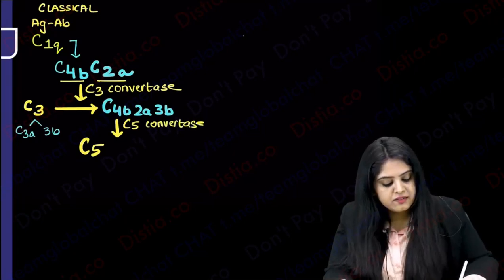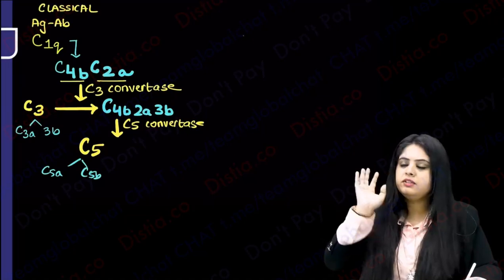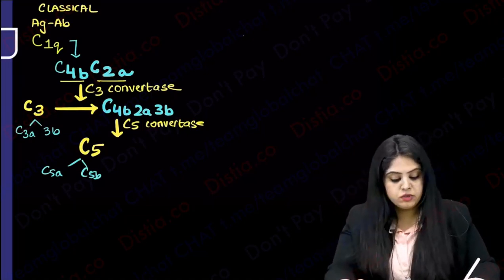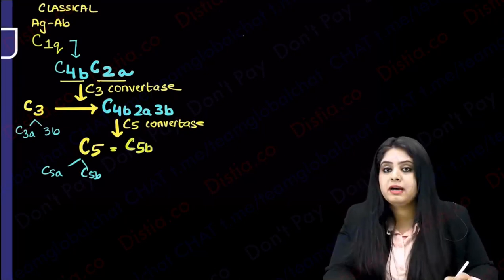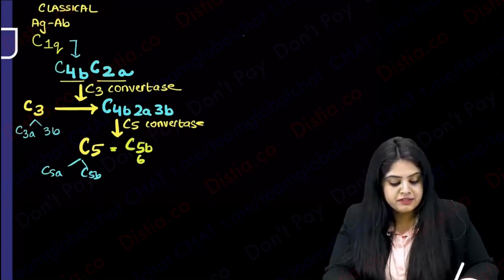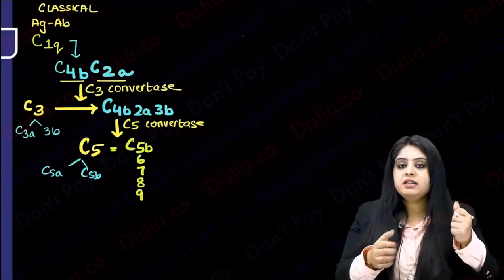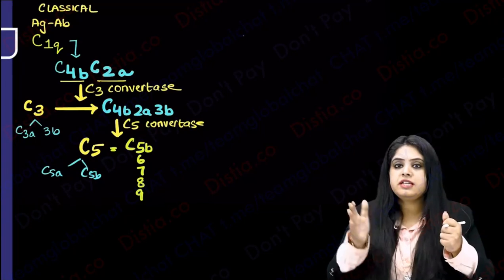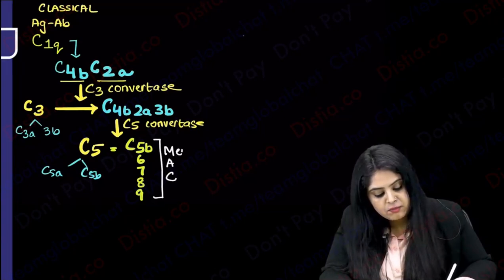And when I say it's getting activated, meaning C5A and C5B, I am now going to leave all the past, C4B, 3B, everything. Now I'm only going to pick up the C5B. And what am I going to combine it with? I'm going to bring all its friends together: 6, 7, 8, 9. I'm going to pick up the C5B, combine it with the next 6, 7, 8, 9, and together they are referred to as the membrane attack complex.